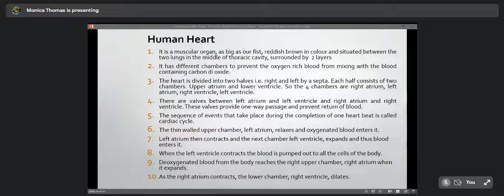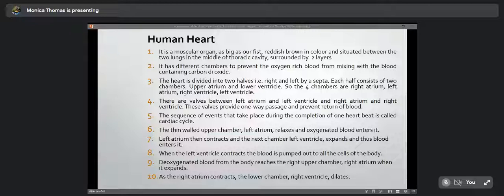Number one, it says it is a muscular organ as big as our fist. It's reddish brown in color and it is situated between the two lungs in the middle of the thoracic cavity, surrounded by two layers. Have you studied this structure of the human heart in your earlier studies? Have you done that ever? A long time ago, but we are aware and we are human beings. Yeah, so it relates to us and it would be good to know, and how to memorize it, if at all we have to memorize.